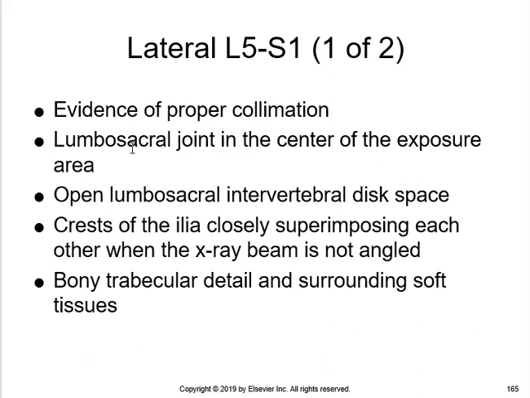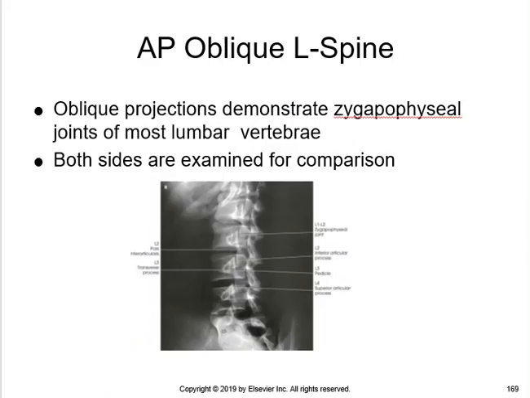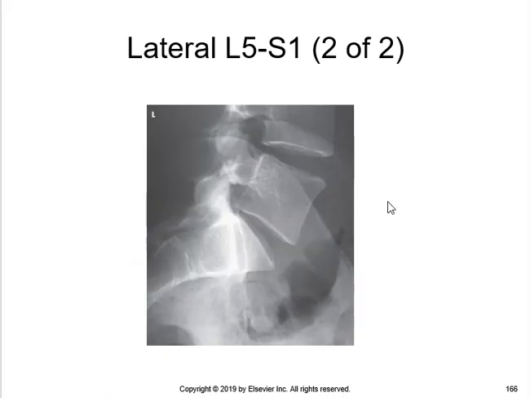Now, what we're going to look for is evidence of proper collimation. Really, all we're looking for in this case is good density at the L5S1 spot, and we want to see the open lumbosacral intervertebral disc space. We want to see no rotation, so no anterior to posterior separation of the iliac crests or the heads of the femur. So what it should look like is that right there.